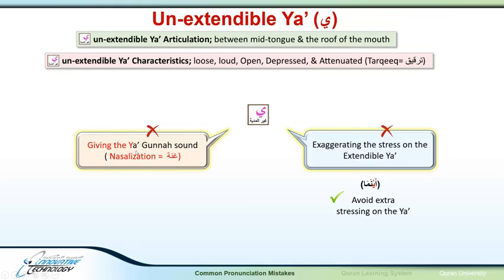Second mistake is giving the ya ghunna, a nasalization sound. Example, الدنيا. And the right way of pronouncing it is like this. دنيا, not with nasalization. Dunya is right. Avoid giving ghunna to the ya.